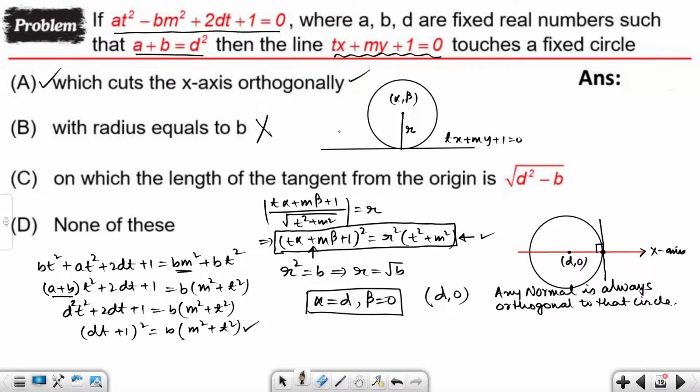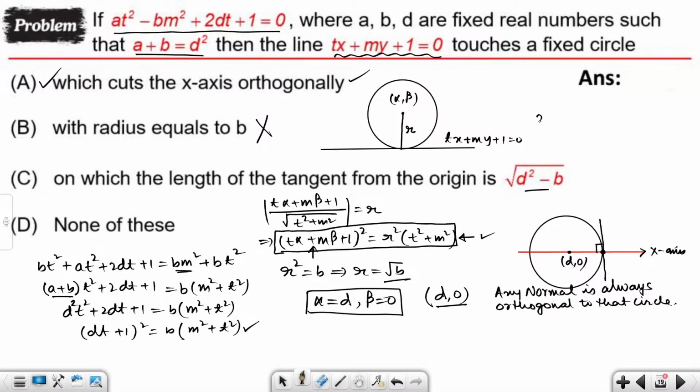Option B is no, it's not. Acha, since it's a more than one option correct question, so definitely I have to see option C also, on which the length of the tangent from origin is this. Now, can you please tell me what is the equation of this tangent? We know its center, we know its radius. So what will be the equation of the circle? I'm writing it here. What will be the equation?